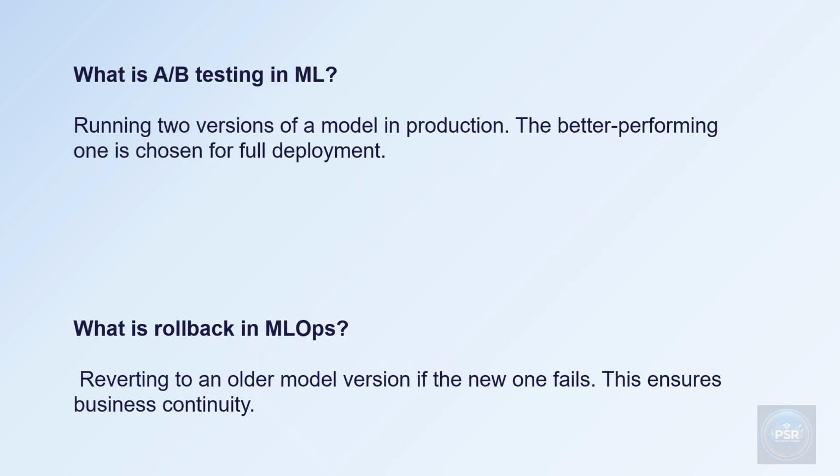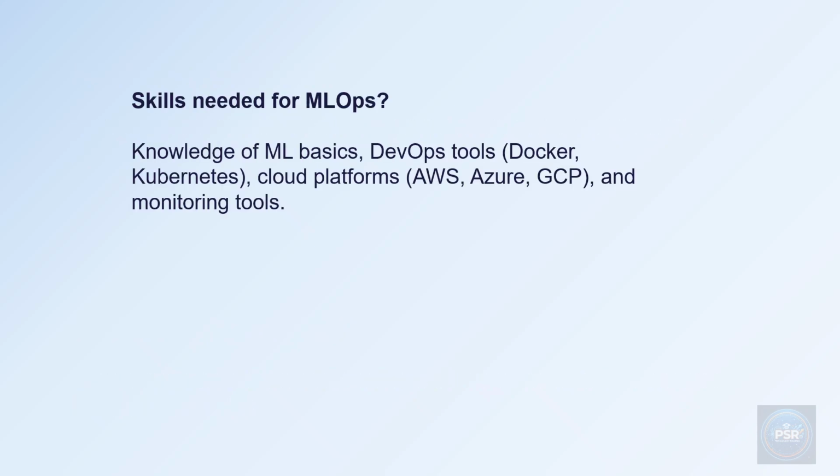What is A/B testing in ML? Running 2 versions of a model in production. The better performing one is chosen for full deployment. What is rollback in MLOps? Reverting to an older model version if the new one fails. This ensures business continuity. Skills needed for MLOps: knowledge of ML basics, DevOps tools, Docker, Kubernetes, cloud platforms, AWS, Azure, GCP, and monitoring tools.